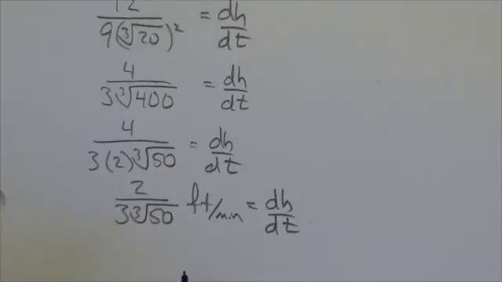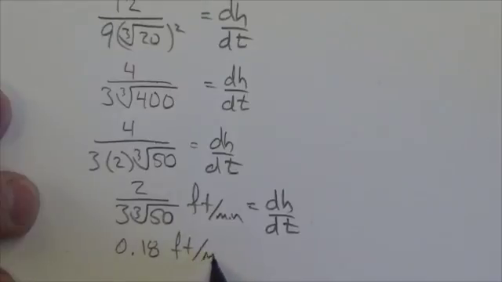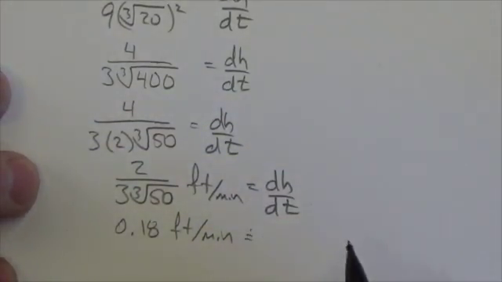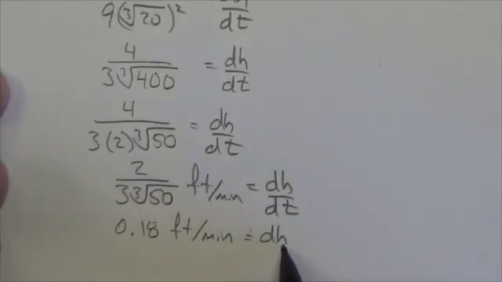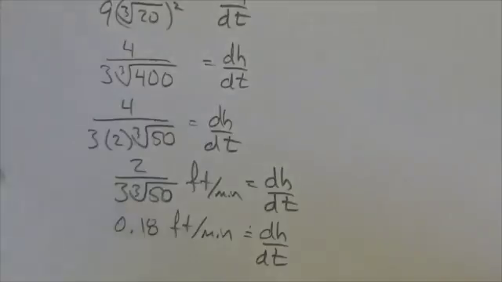But what I'll do here is get a numeric value for this. So this is about 0. I'll go maybe to the nearest hundredth right now. It's a new day, why not? So, or 0.18 feet per minute, dh by dt. Ooh, a lot going on there. There you go.